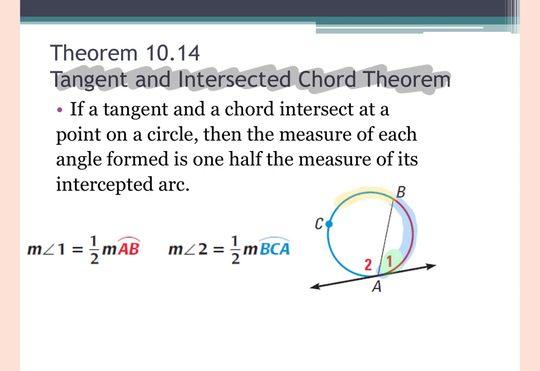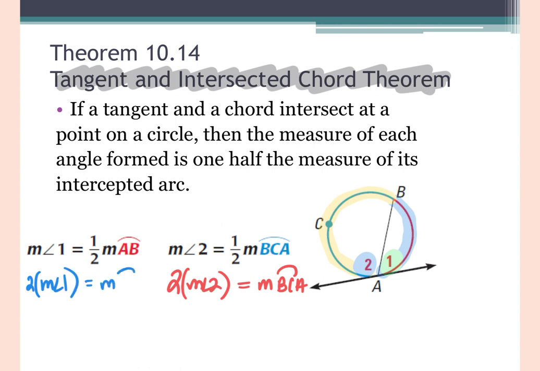And then BCA or ACB, the other arc, half of that would give you angle 2. And then obviously vice versa. If I have angle 2, I could double it to get arc AB. So 2 times, well, let me write it underneath the one that it's on. 2 times the measure of angle 2 is going to give you the measure of arc BCA. And 2 times the measure of angle 1 would give you the measure of arc AB. So you can use this both ways.